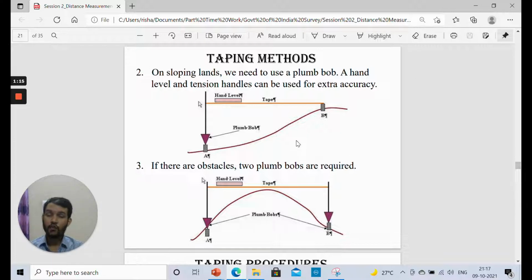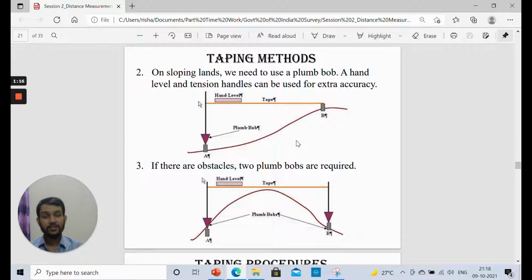Okay, now once we have located that point, then with the help of a hand level we try to keep the tape horizontal, and once we have done that, we can exactly find the horizontal distance between this point A and this point B by holding the tape perfectly horizontal. Okay, and how can we check whether the tape we are holding is perfectly horizontal? This can be done with the help of a hand level.